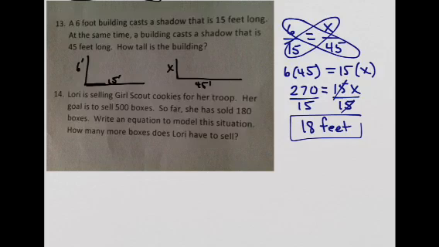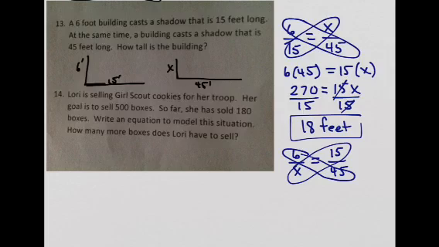You could have also done a proportion comparing building to building, shadow to shadow, like this. 6 over x, that's building to building, equals, but you have to make sure that you do the shadows in the same order. So the shorter shadow over the longer shadow, just like I did the building. And notice when you multiply, you get the same exact equation. 15x equals 270. So you could set it up 2 different ways, but then your answer is going to be the same.